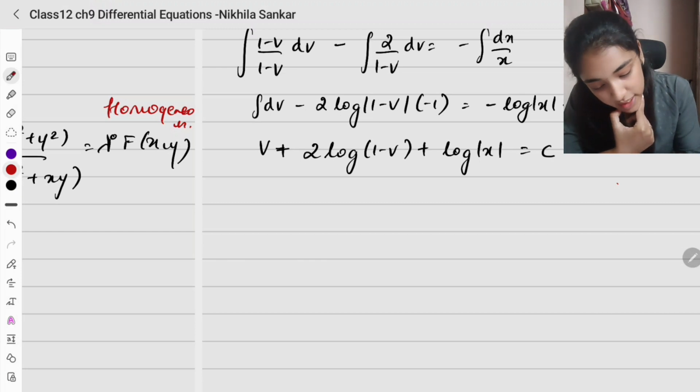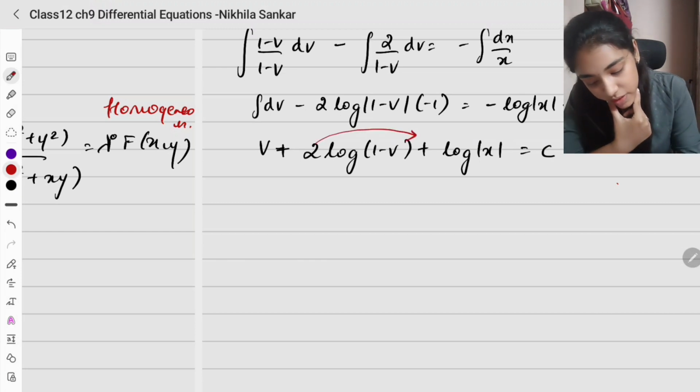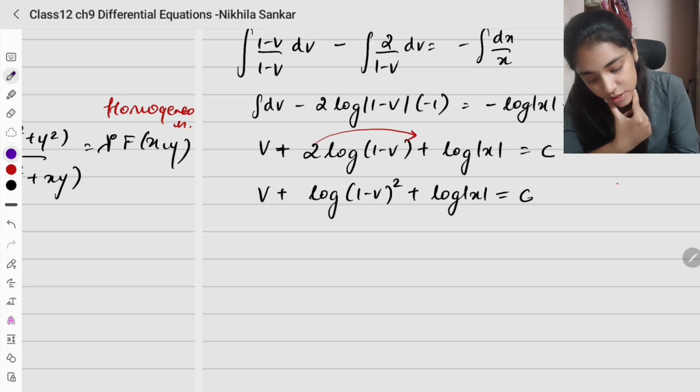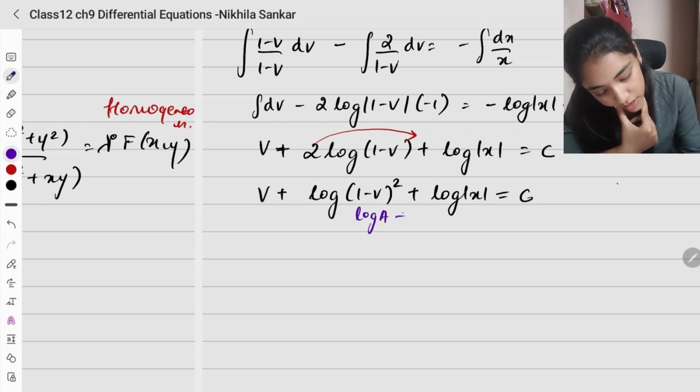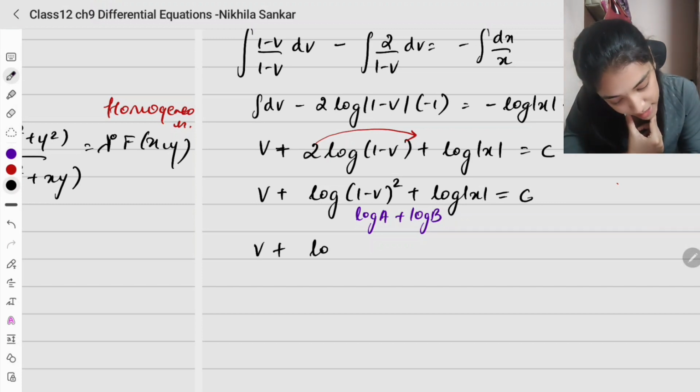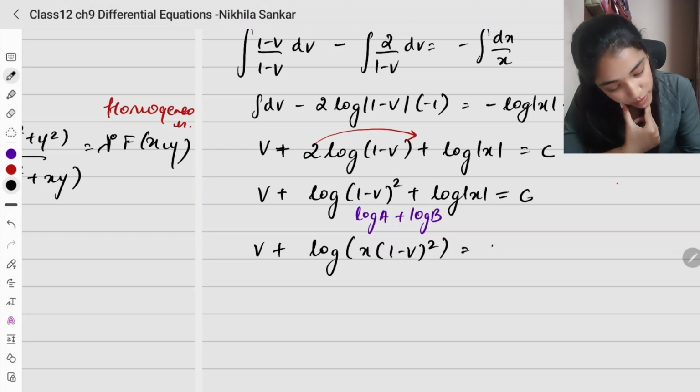So the 2, I'm taking it as a power. When the 2 goes to the power it becomes square. So v plus log of 1 minus v the whole square plus log mod x equals c. If this is our form log a plus log b, it is going to be log of a b. So this is v plus log of x times 1 minus v the whole square equals c.